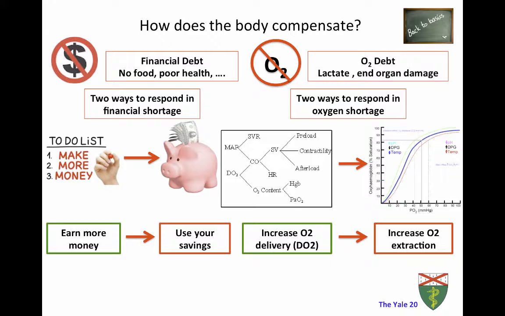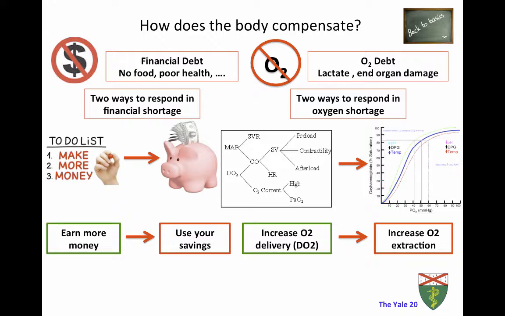So let's go back to that helpful money analogy we talked about earlier. When someone's in financial debt, which is analogous to our oxygen debt, you can either try to make more money or dig into your savings. The body handles oxygen debt similarly by trying to increase the delivery of oxygen or by reaching into our oxygen savings, which is analogous to increasing the extraction of oxygen from the blood.